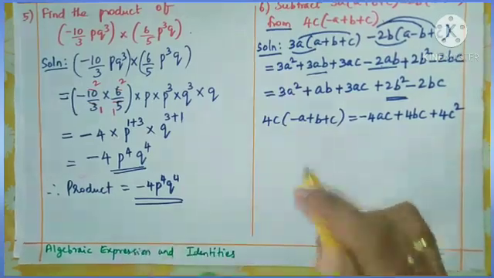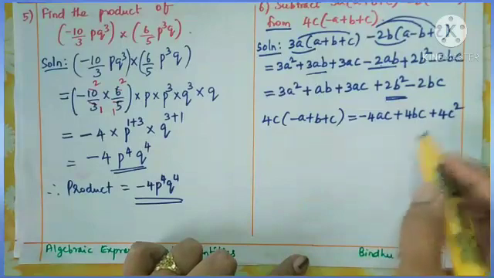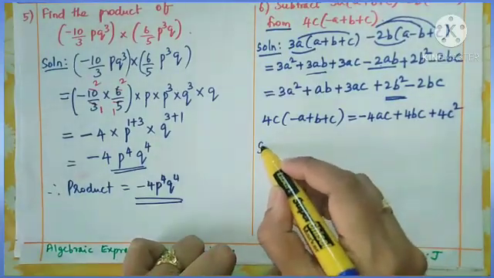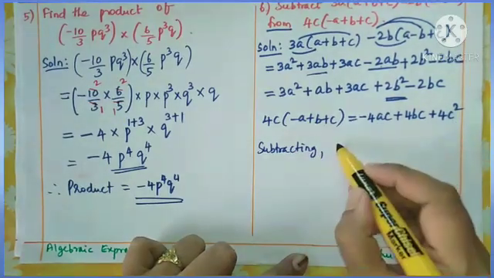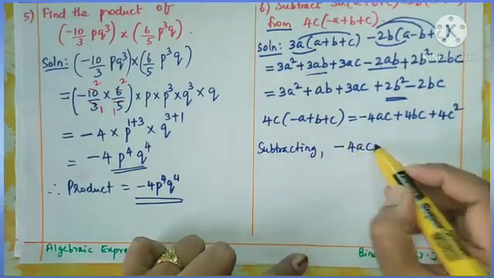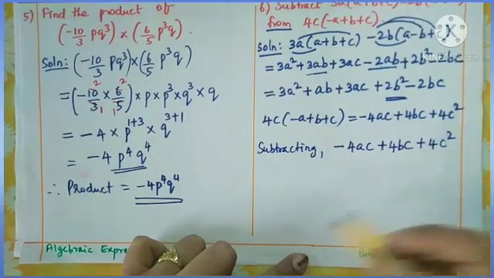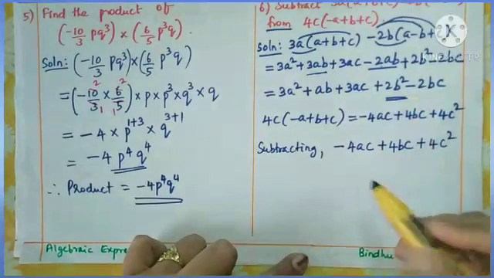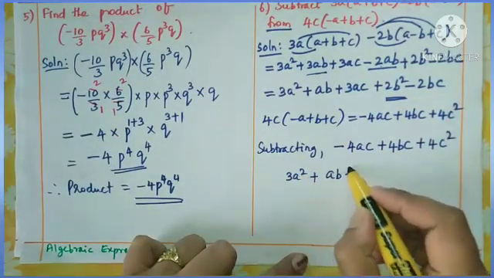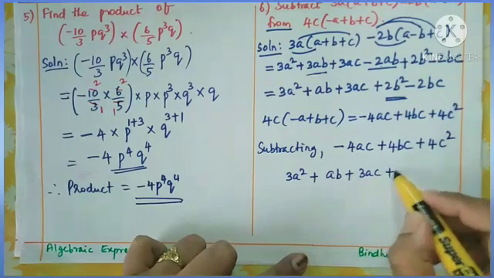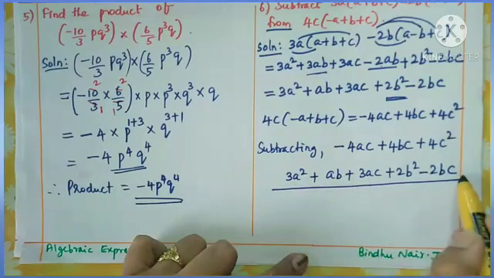Now we need to subtract this from this. So subtracting, first write this one: minus 4ac plus 4bc plus 4c square. Then write this one on the second line: 3a square plus ab plus 3ac plus 2b square minus 2bc. Draw a line like this.